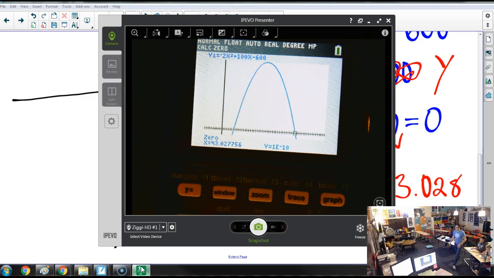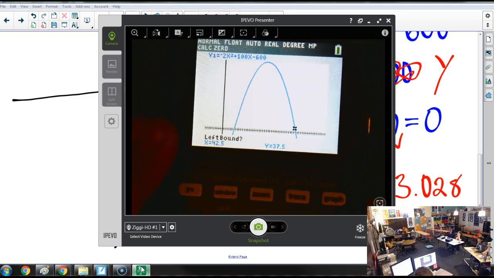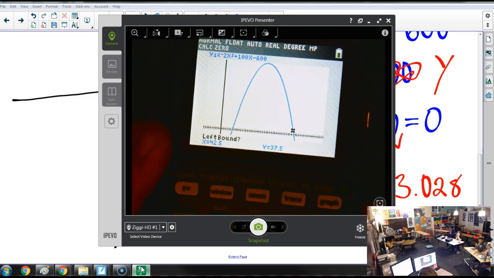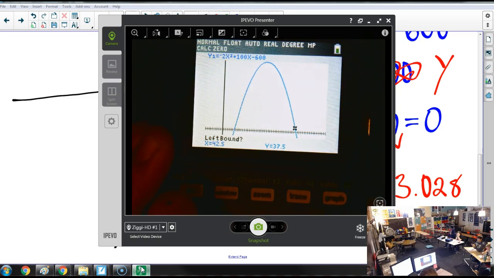Hey, let me explain this again. Left bound. Hey, please stop talking. If you know what's going on, that's great. But some people don't. Left bound means to the left of where I think it is. Okay. So this point, not the left 0, but left of my 0 wherever I am. Right bound is to the right of where I think it is.